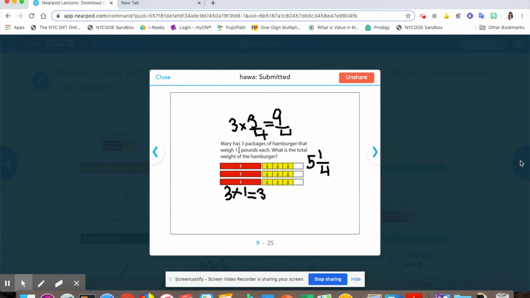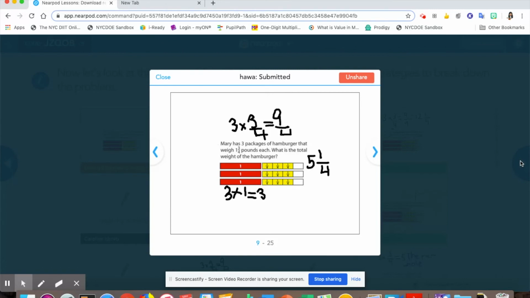I'm looking at Hawa's work, and Hawa did 3 times 1, right, because that was a whole number, and she got 3. Pretty straightforward. And then she did 3 times 3/4, right? And yes, a lot of you guys were able to get to this step. When she multiplied 3 times 3/4, again, you're multiplying the number of parts. So that's why we're only multiplying the numerator, because it's the number of parts that we have. So she did 3 times 3 technically, and she got 9/4.